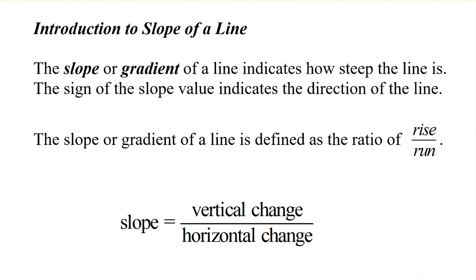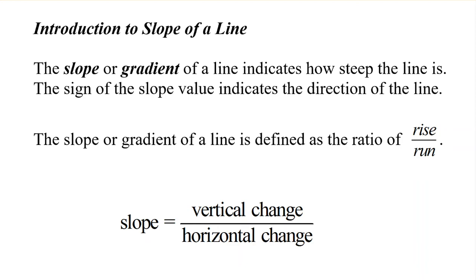Today we're going to talk about the slope of a line. When we're talking about the slope of a line, the slope is the gradient, or kind of the angle that a line goes up or down at. So it indicates the steepness of a line. The slope or the gradient is defined by the ratio of the rise over the run.